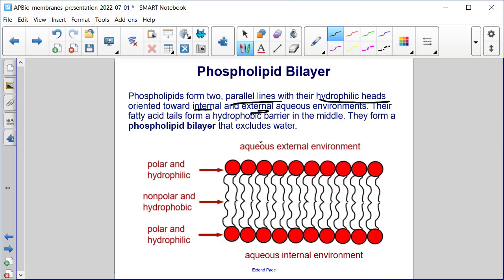Okay? The fatty acid tails that you see here, each one has two fatty acid tails, form a hydrophobic barrier in the middle. So these fatty acid tails line up to all point inward, and that's our nonpolar hydrophobic barrier. Okay, and so what this does is forms a phospholipid bilayer, meaning two layers that excludes water. So we're excluding water from this, and that's what keeps the aqueous environment on the outside of whatever we're containing separate from the aqueous environment on the inside of whatever we are containing.